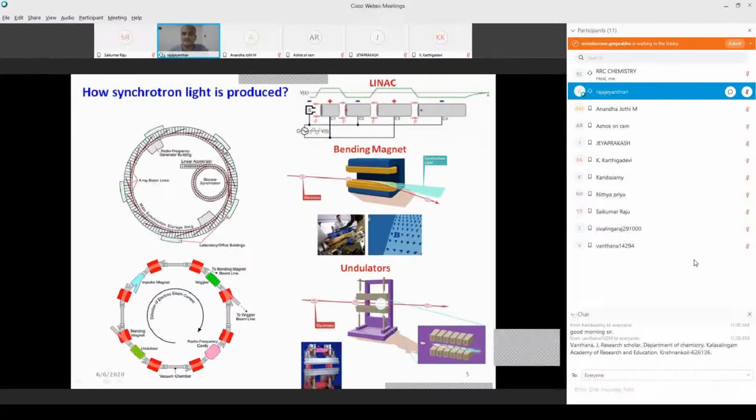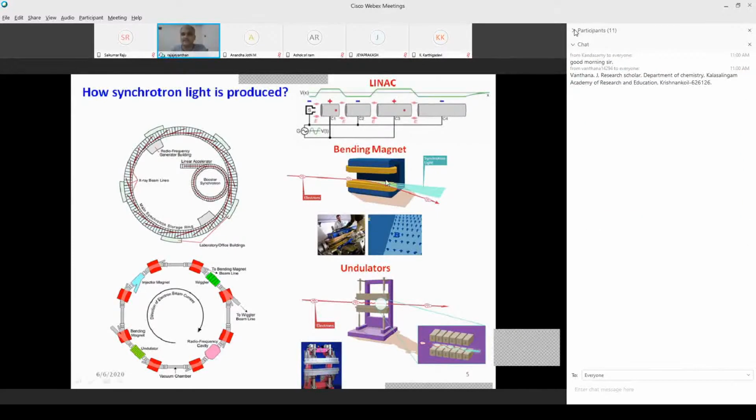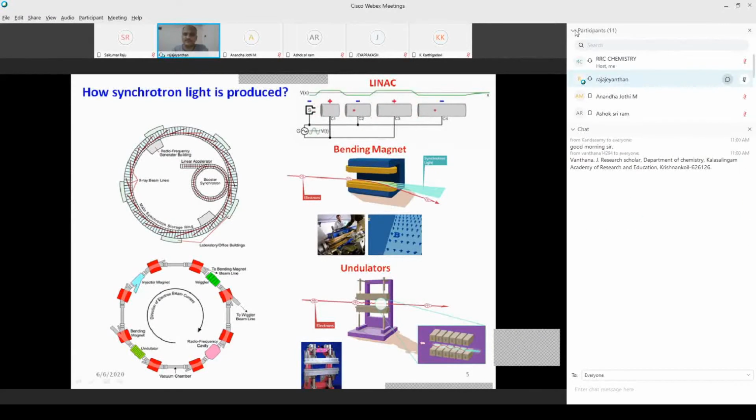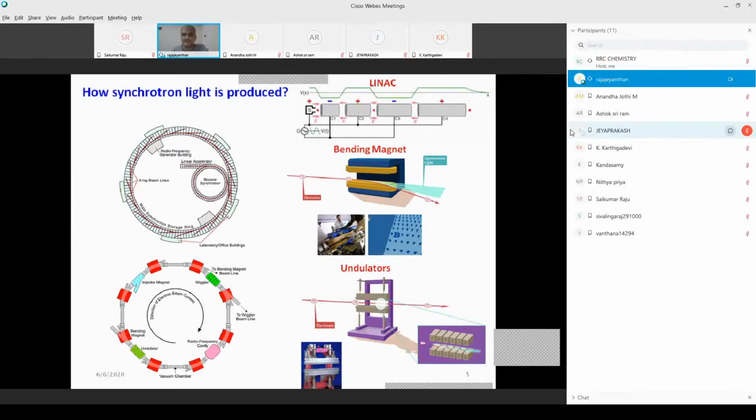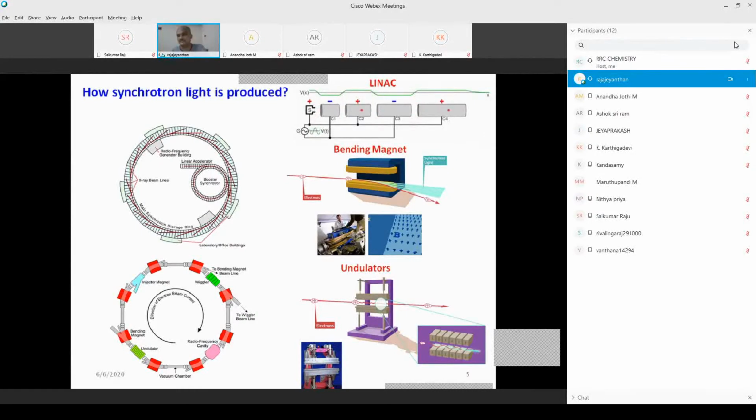Okay, the first thing you can see here is the Linac accelerator. The electron is fired and travels in the Linac accelerator, and after coming out of it, the electron bunch gets into the bending magnet. In the bending magnet, the bunch of electrons gets deflected. Due to the deflection, there is a loss in energy, and this loss in energy comes out as a broad band of synchrotron light.